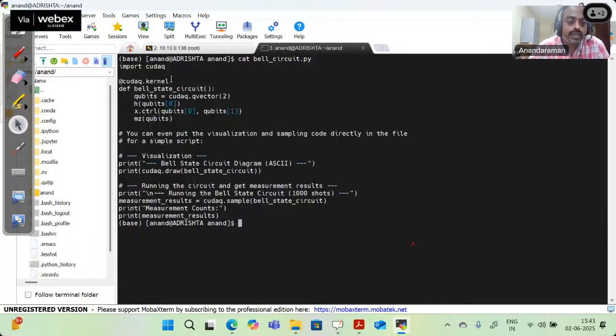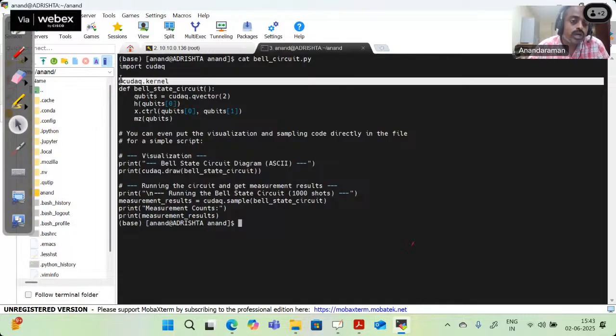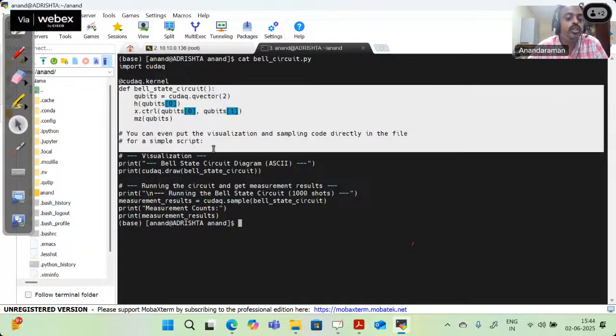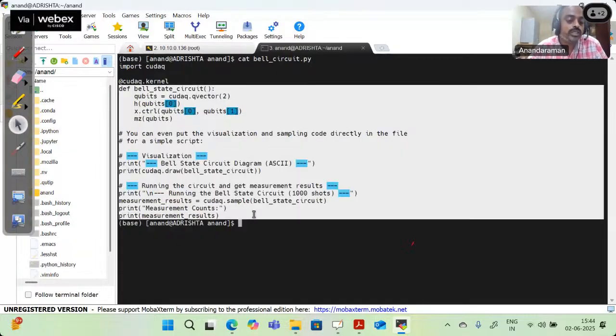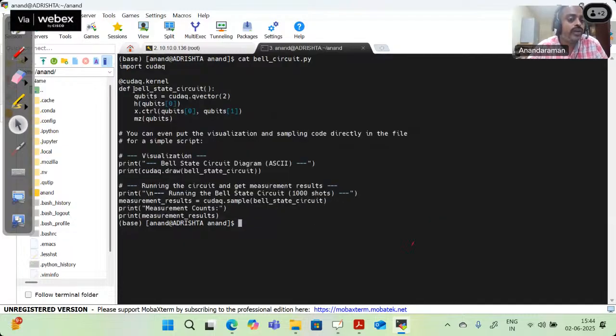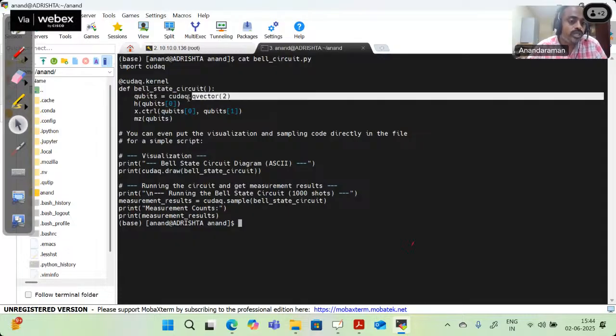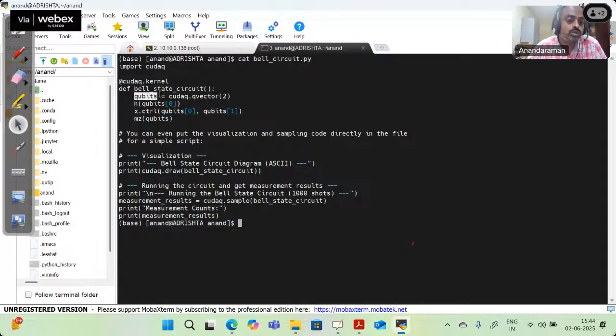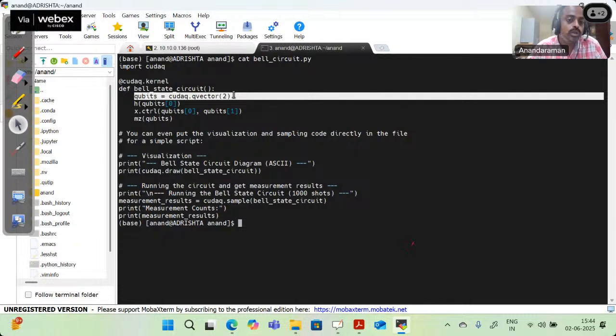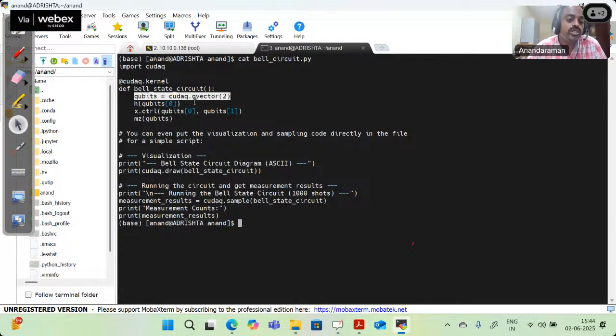Then after this line, at CUDA-Q.kernel, the lines after this will be executed by a QPU or a GPU simulator. So we are defining the kernel. The kernel name is bell state circuit. Then we are creating two qubits: qubits is equal to cudaq.qvector(2). That means we are creating two qubits.